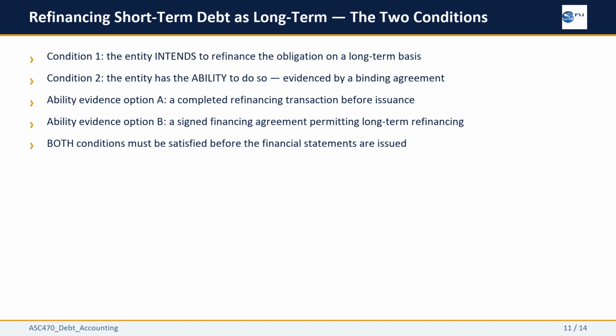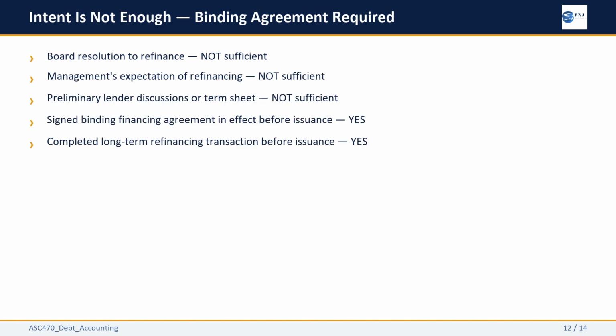Both conditions must be met. Neither alone is sufficient. Most people assume that if management intends to refinance and has had positive conversations with a lender, that is good enough to reclassify the debt as non-current. That is not what happens. The standard requires ability, not just intent, and ability means a binding legal commitment.